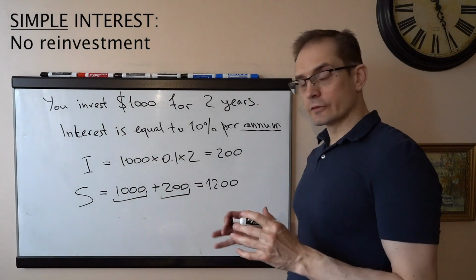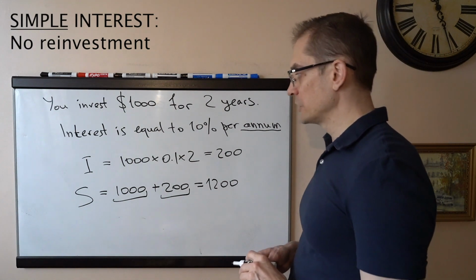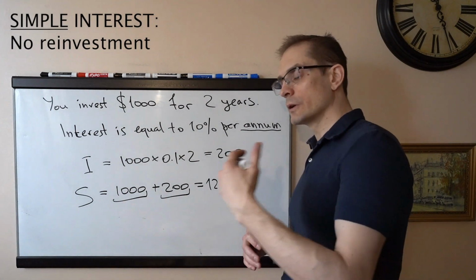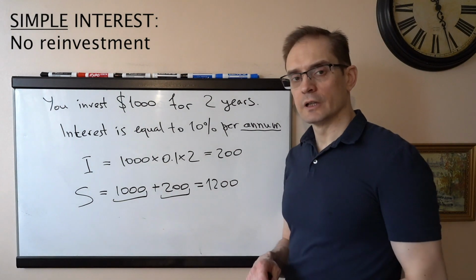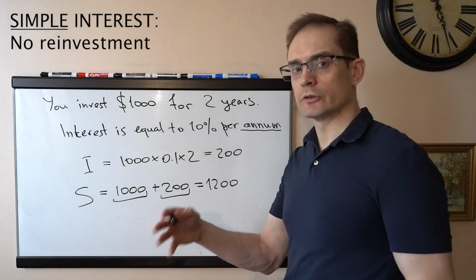It seems like a very straightforward process. You are paid 10% per year. There are 2 years, so you are paid $200 over the course of 2 years. $100 per year.